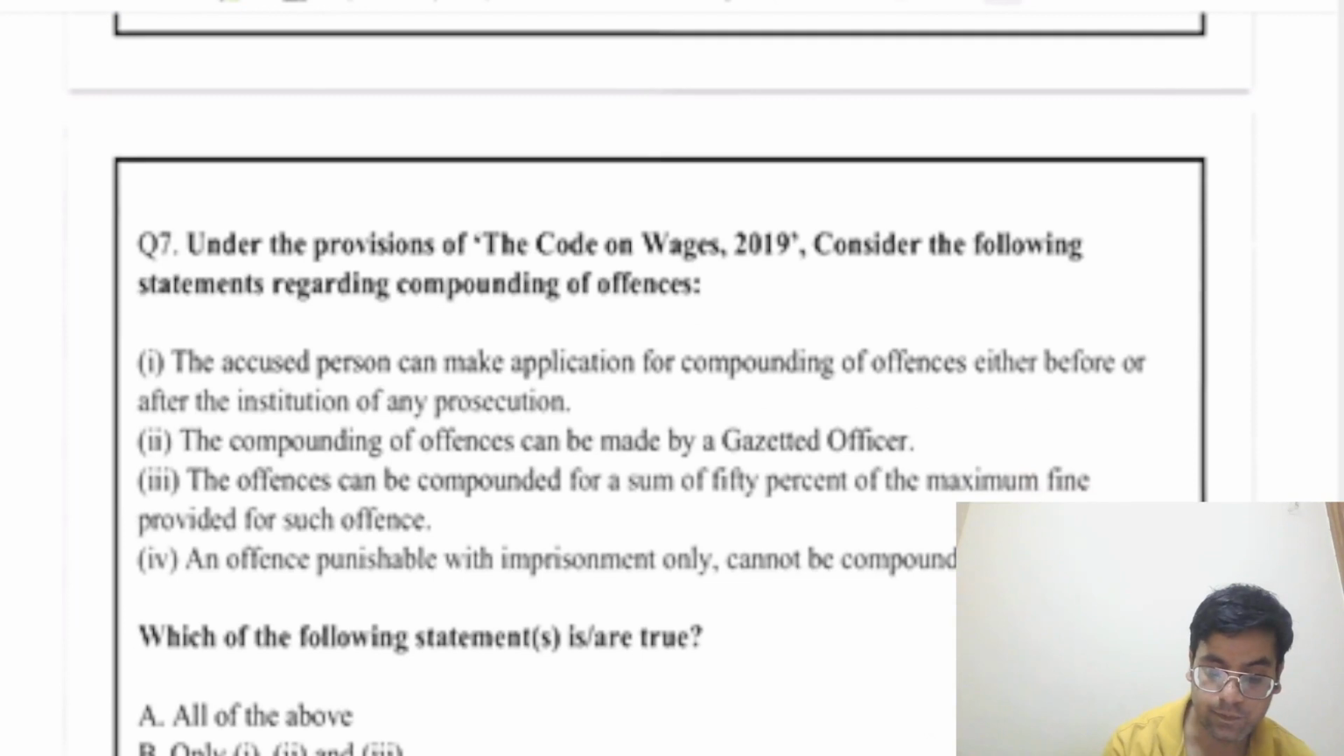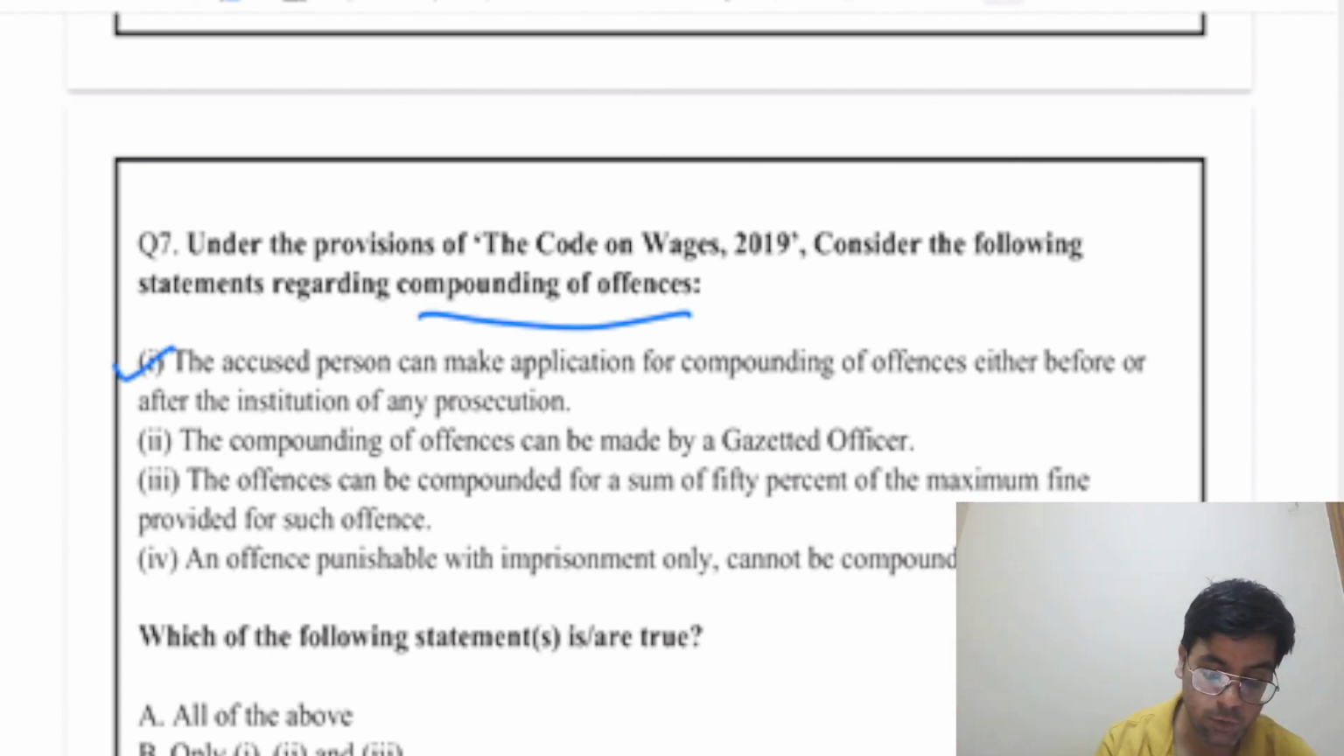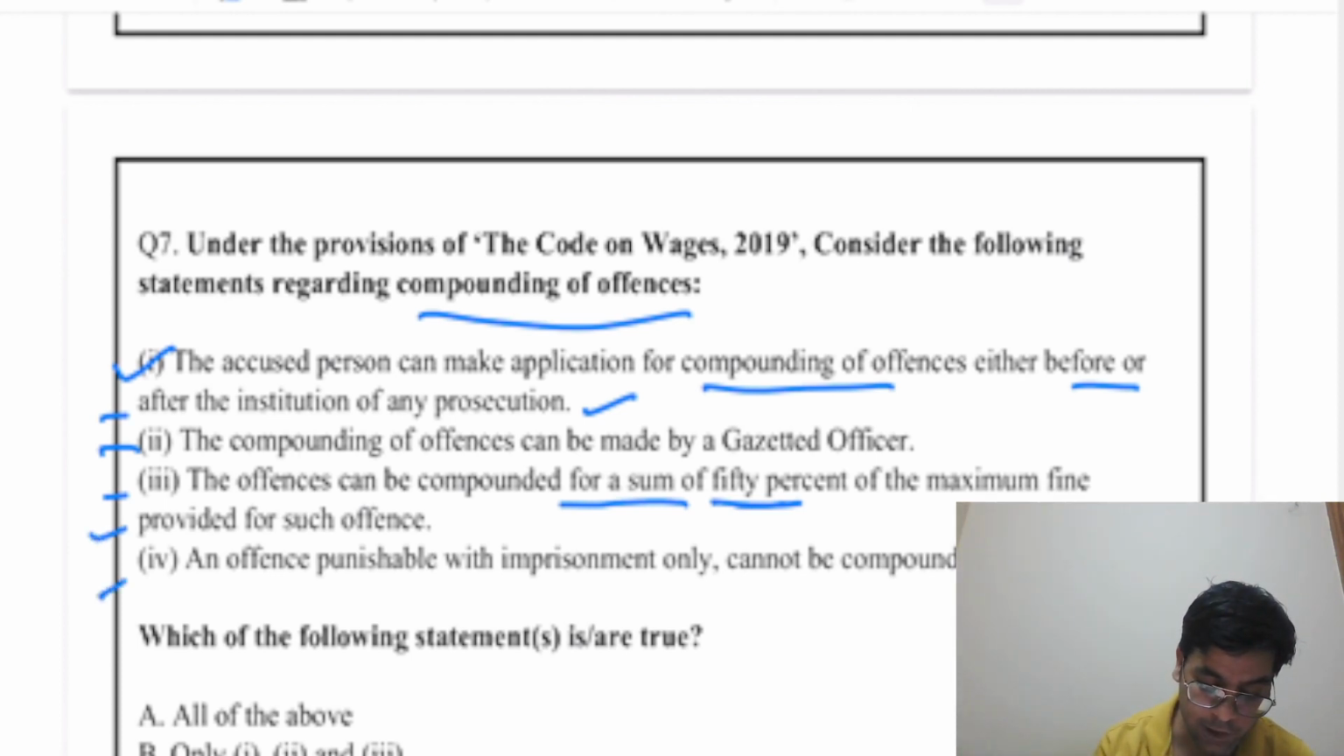Question number 7. Under the provision of this code, consider the following statement regarding compounding of offenses. So, what are the options? The accused person can make application for compounding of offenses either before or after the institution of any prosecution. Second, the compounding of offense can be made by gazetted officer. Third, the offenses can be compounded for a sum of 50% of the maximum fine provided for such offense. And fourth, an offense punishable with imprisonment only cannot be compounded.